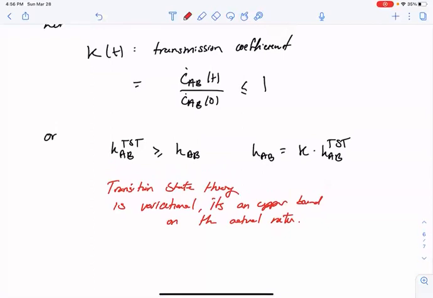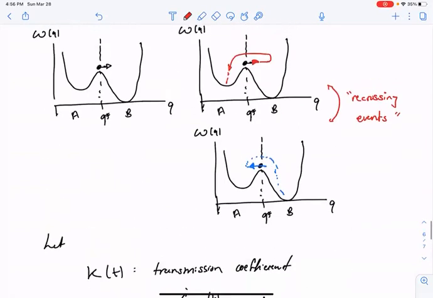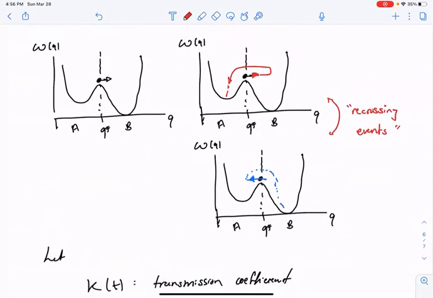So again, transition state theory acts as an upper bound because it neglects these recrossing events by approximating the flux just by its zero value, that both act to suppress the rate, either by averaging negative components to the velocity or by averaging zeros in the indicator function.